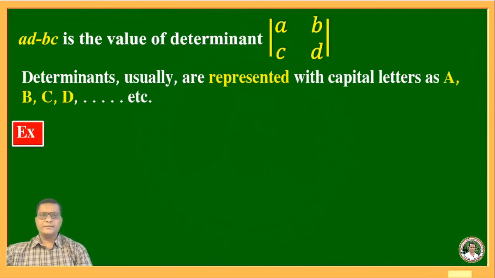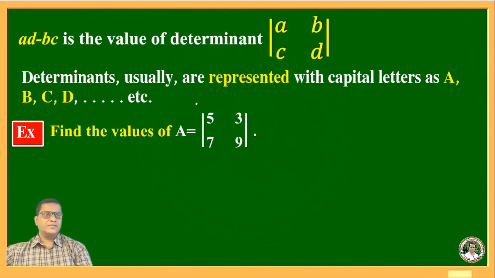For example, find the value of determinant A with rows 5, 3 and 7, 9. Means here generally determinants are represented by capital letters. Here we want to find the value of this determinant. So ad minus bc is the value of the given determinant.